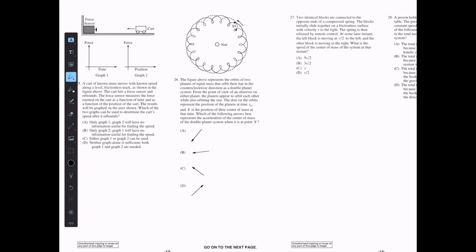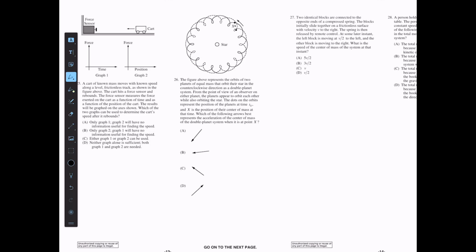A cart of known mass moves with known speed along a level frictionless track, as shown in the figure above. The cart hits a force sensor and rebounds. The force sensor measures the force exerted on the cart as a function of time and as a function of position. Which of the two graphs can be used to determine the cart's speed?